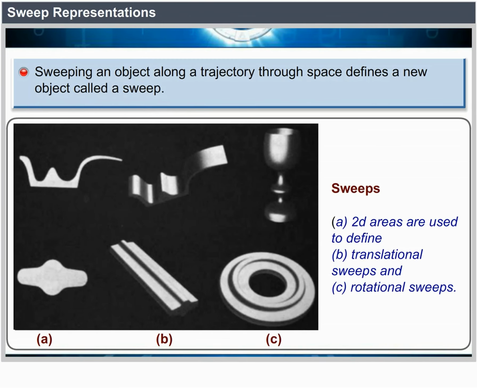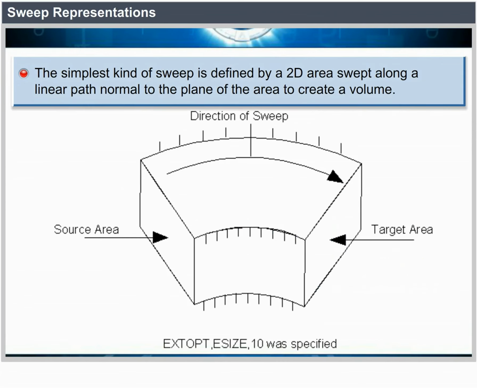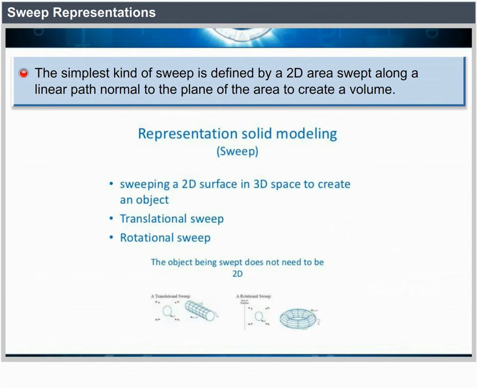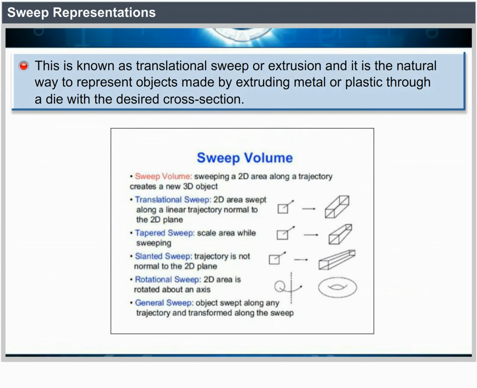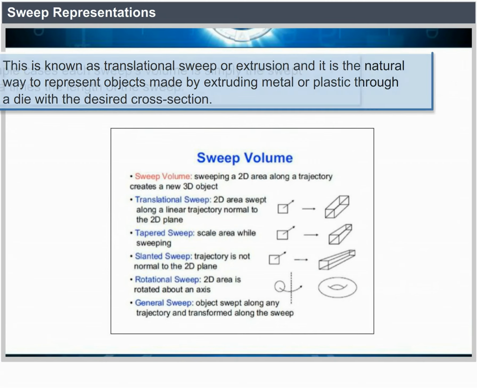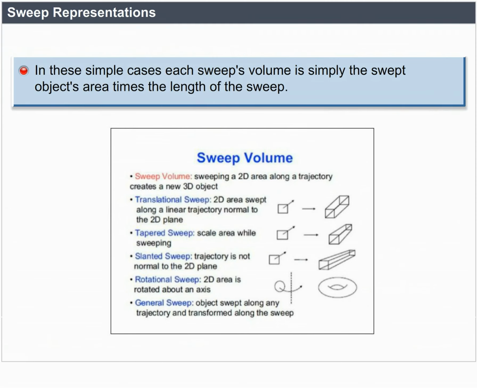Sweep representations. Sweeping an object along a trajectory through space defines a new object called a sweep. The simplest kind of sweep is defined by a 2D area swept along a linear path normal to the plane of the area to create a volume. This is known as translational sweep or extrusion, and is a natural way to represent objects made by extruding metal or plastic through a die with the desired cross-section. In these simple cases, each sweep's volume is simply the swept object's area times the length of the sweep.